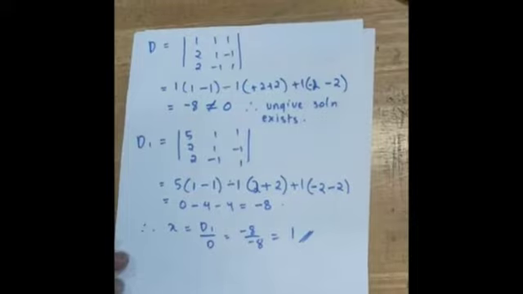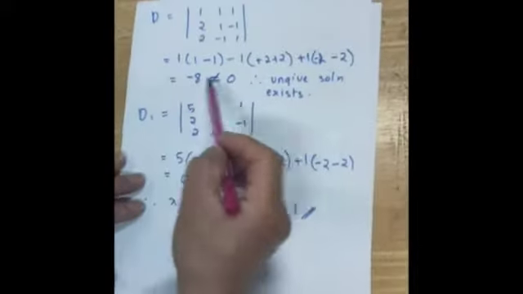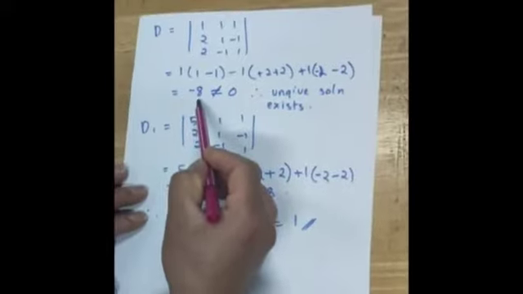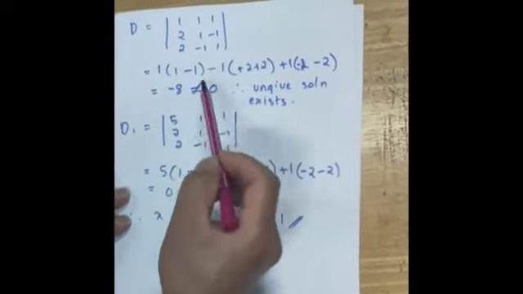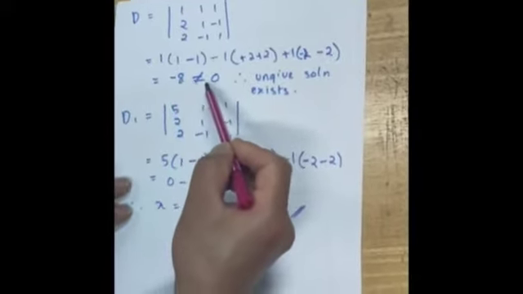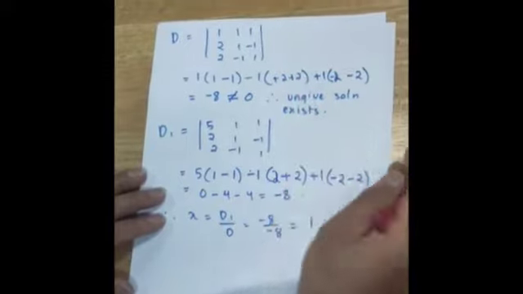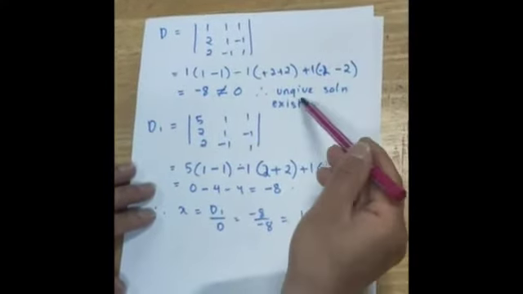Now you have to find the determinant of our coefficient matrix A, which is equal to -8. Our determinant of the coefficient matrix A is -8, which is not equal to 0. Therefore, the system of linear equations has a unique solution.